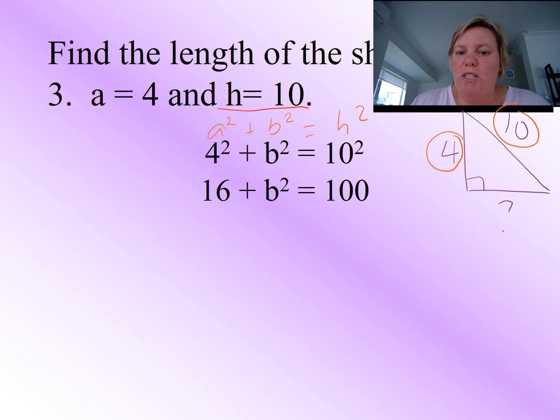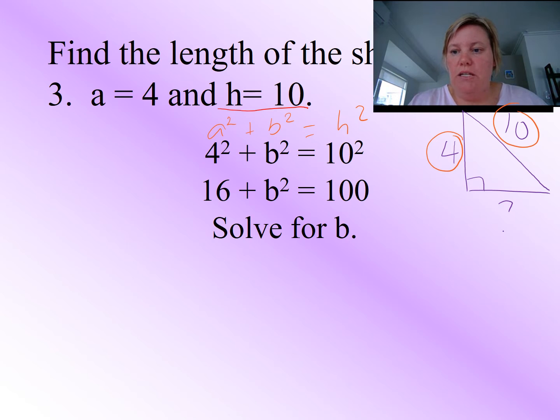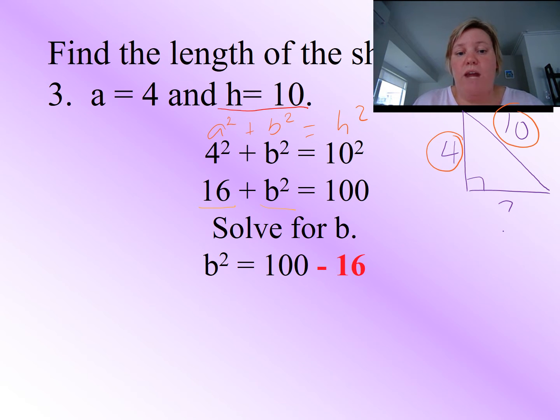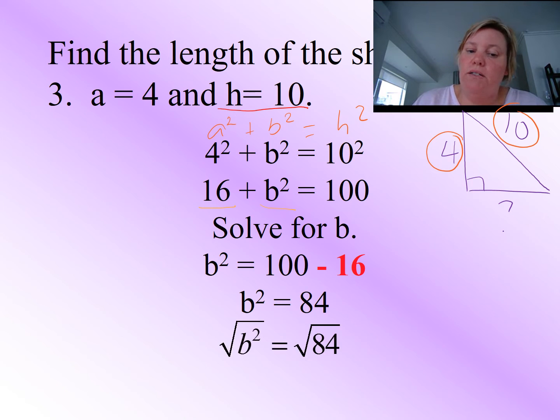Now the next job is to work out what those square numbers are. We know that 4 squared is 16 and we know that 10 squared is 100. This time we've got to solve for b. In this equation, we have the 16 on the same side as the b squared, so we're going to have to do something about that. The obvious thing is to subtract. So b squared is 100 minus 16, and if you solve that, b squared is 84.